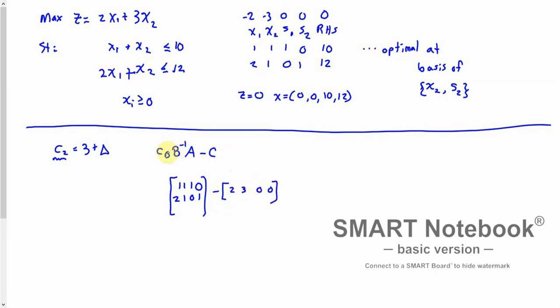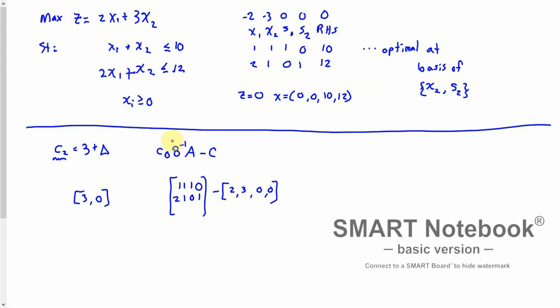So we need to come up with CB and B inverse. How do we find those? That's actually pretty easy. What we do is we notice that the basic variables are x2 and slack2. And so if we go to x2 and slack2 and look at their cost, remember these are their opposite signed, 3 and 0, that makes our CB. CB is 3 and 0.